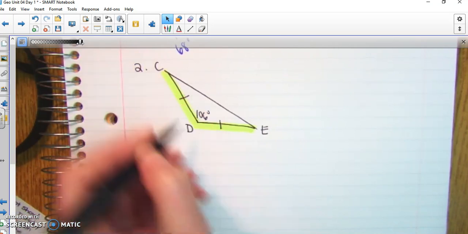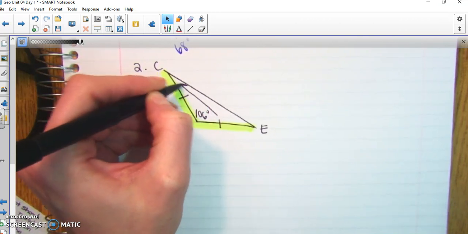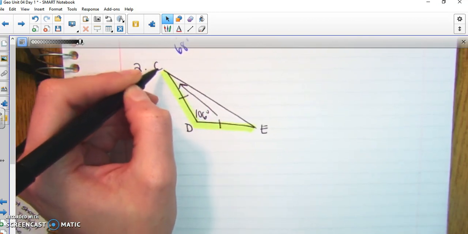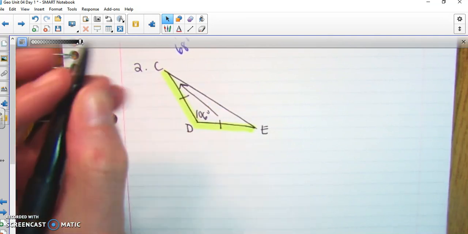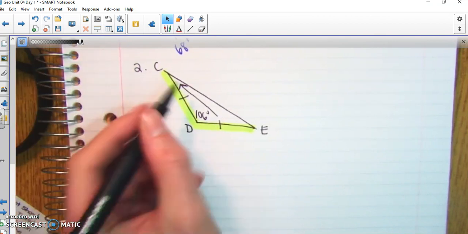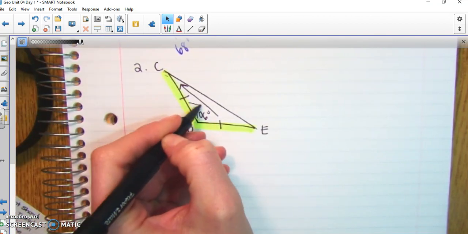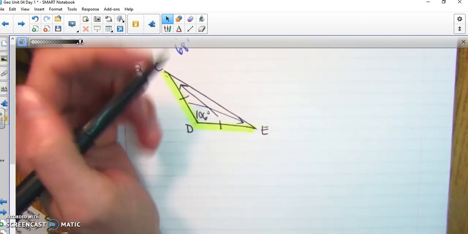The angle that is across from DE, even though it might not look like it in the picture, is C, because C is the only angle, the only vertex that doesn't create DE. It's not a part of it. But we don't know what C is, okay? All right, and then CD, the opposite angle is E. Again, we don't know what that is, but we do know that they're congruent.